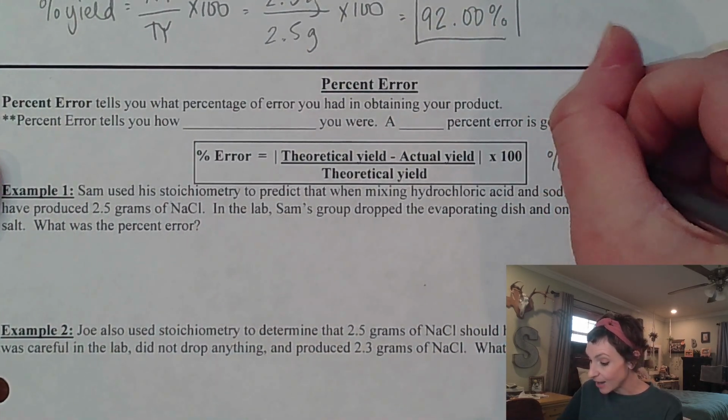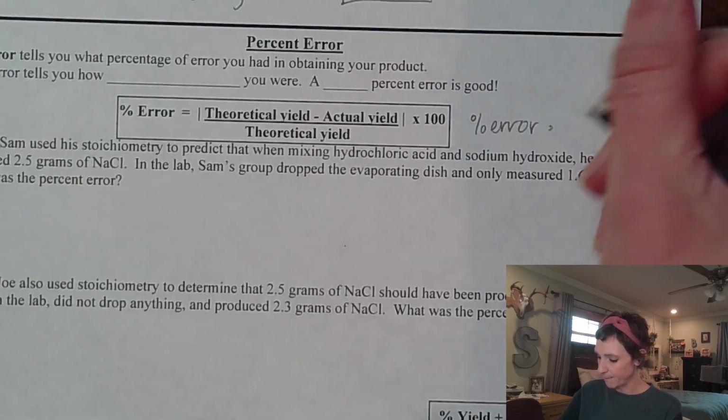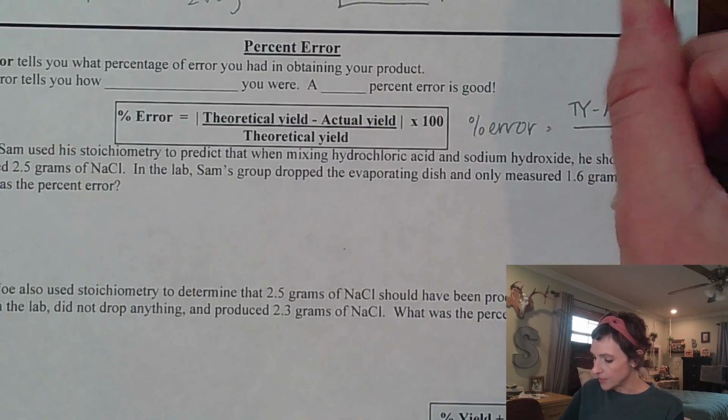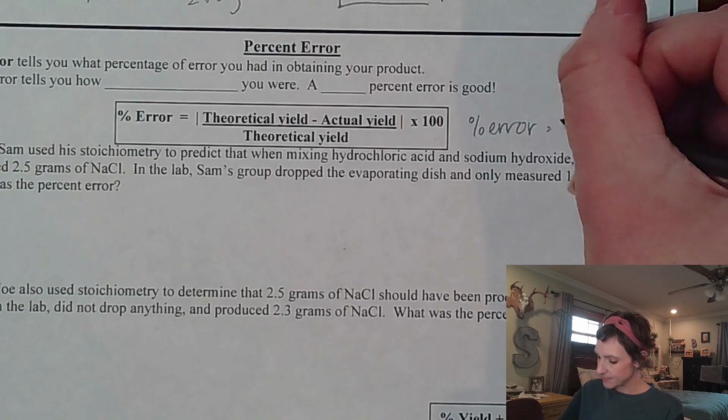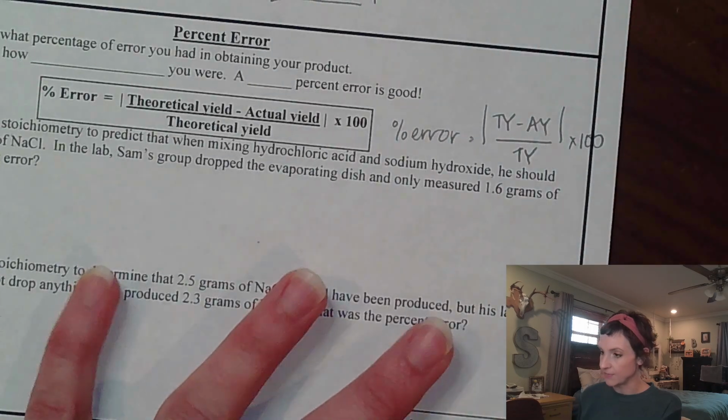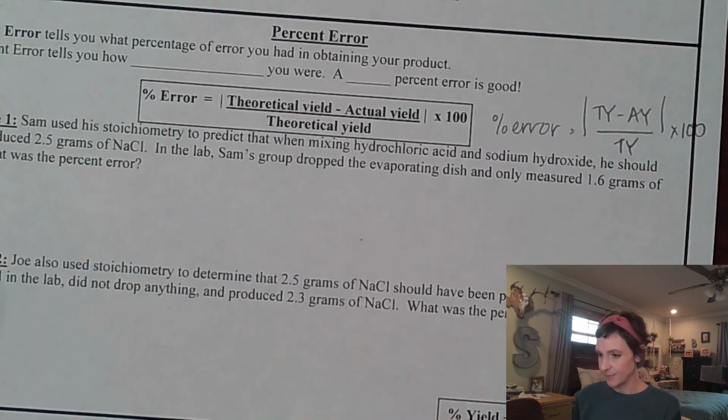So I would say percent error is equal to the absolute value of theoretical yield minus actual yield over theoretical yield, times 100, and I'm off the page, and that is okay. All right, here we go.